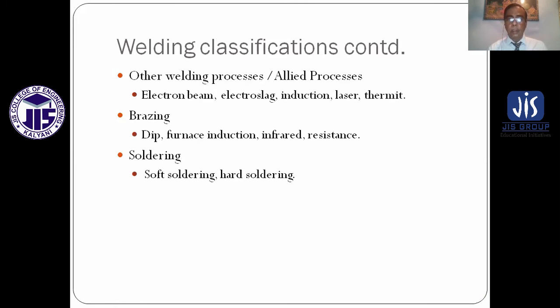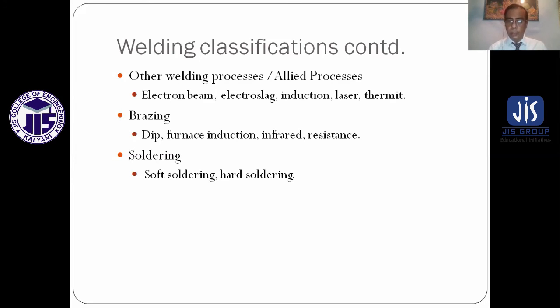Number three, heterogeneous welding is some joining processes: brazing and soldering. Dip brazing, furnace brazing, induction brazing, infrared brazing, resistance brazing, soldering, soft soldering, and hard soldering.